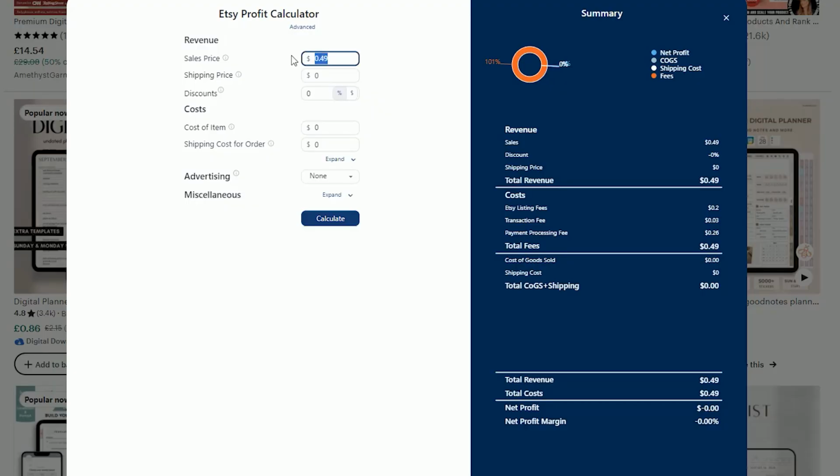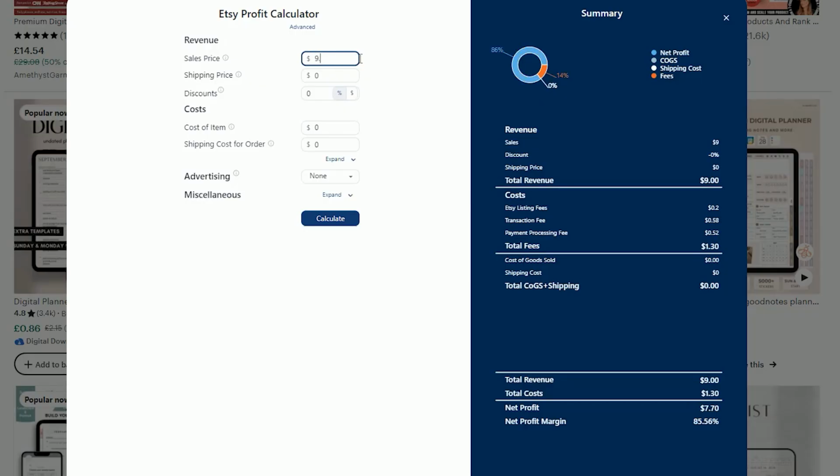And if we went even more aggressive and set them to 39 cents, you can see here at the bottom, you're actually making a profit of minus 10 cents for every sale. So that shows the importance of looking at the profit calculator for digital items. But taking it one step further, it's really, really useful for physical products.